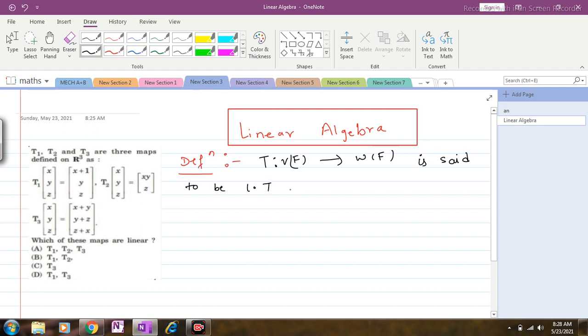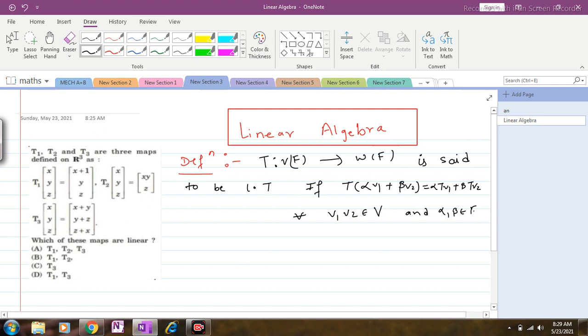a linear transformation if T of alpha V1 plus beta V2 is equal to alpha times T of V1 plus beta times T of V2, for all V1, V2 belonging to V and alpha, beta belonging to the field F. So this is the general definition of how we can check whether the given transformation is a linear transformation or not.